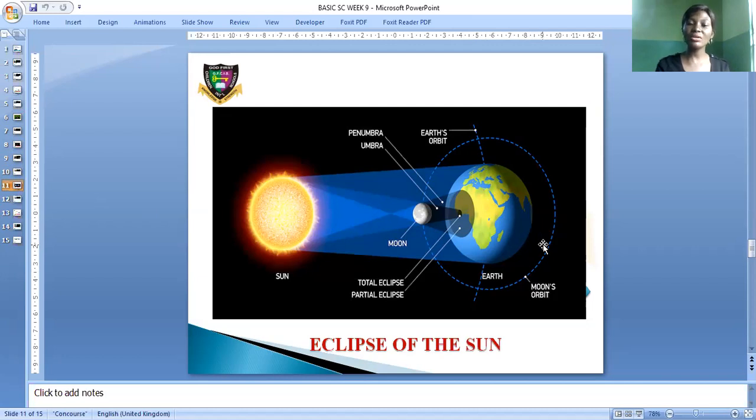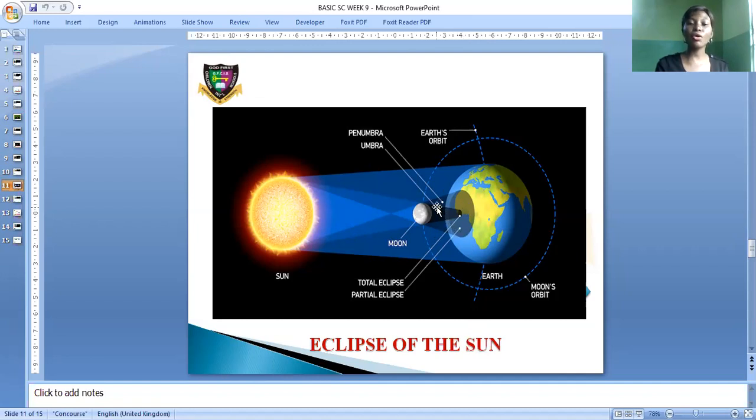So as the moon orbits, that is, moves around the earth, by the time the moon gets in between the sun and the earth, now the moon will block the earth from receiving light from the sun. And you can see this part of the earth will become dark.